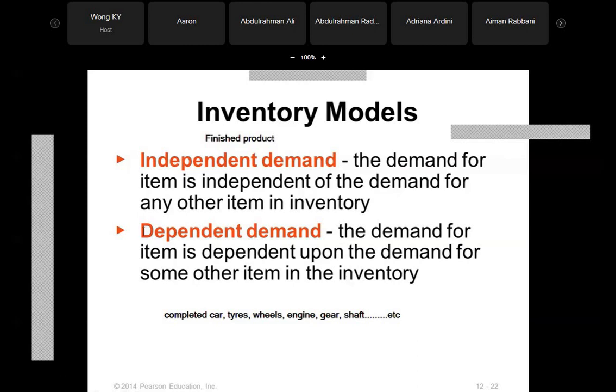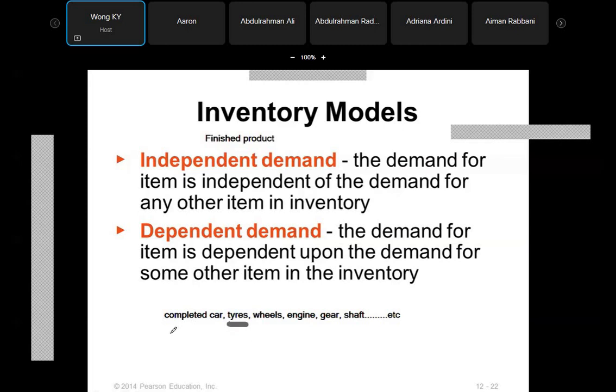Okay, and what about dependent demand? Dependent demand means the demand for the inventory item depends on the demand for some other items in the inventory. So look at here, tires are actually dependent demand. Why? Because the demand for tire depends on the demand for the completed car.